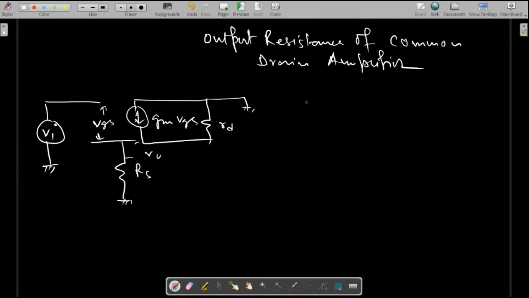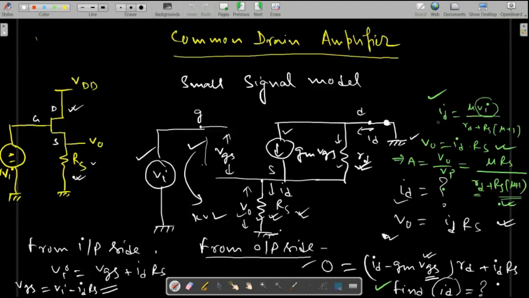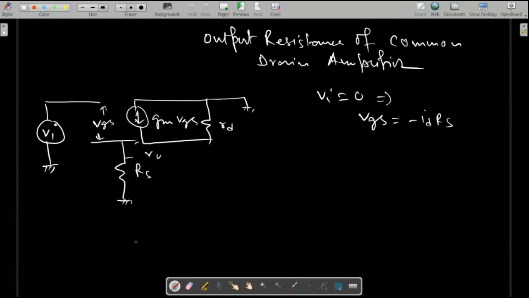And the first thing you know, we have to put VI equal to 0 for the calculation of output resistance. So if I put VI equal to 0, that gives VGS equal to minus ID into RS. So I'm not going to repeat it once again. Just check the KVL equation. VI equal to VGS plus ID RS. By putting VI 0, we got VGS equal to minus of ID RS.